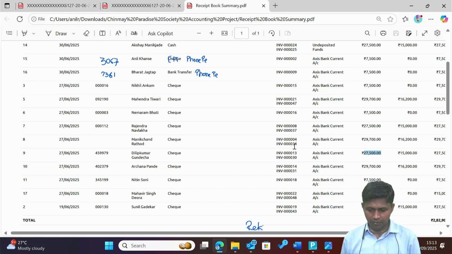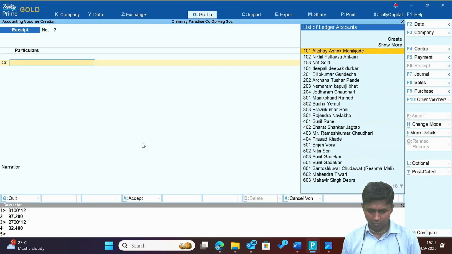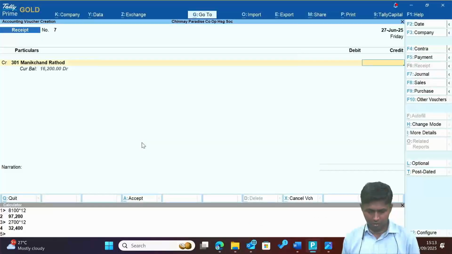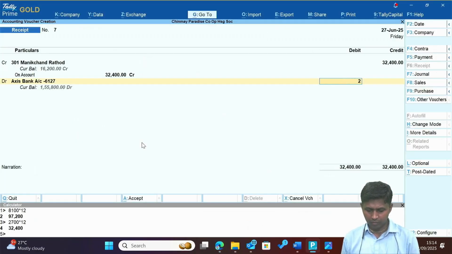Now after this entry we have next this Rathod, but we don't know the check number. Date is 27 June, 29,700 given on rent. Therefore, say what is the name? Rathod. 32,400 full year's maintenance. Then let's say on account, and then in the access we have got Axis Bank 29,700.